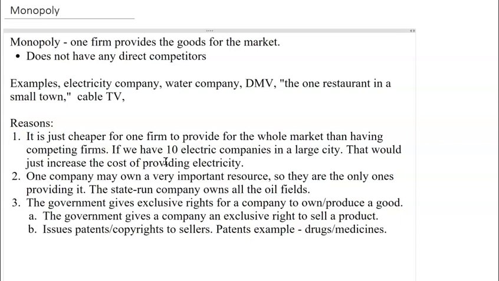You have to pay that author a certain percentage of your fees. So it could be that the government gives rights and exclusive rights to companies or to individuals for producing or for selling a certain good. So in this case, this is where monopolies come up.